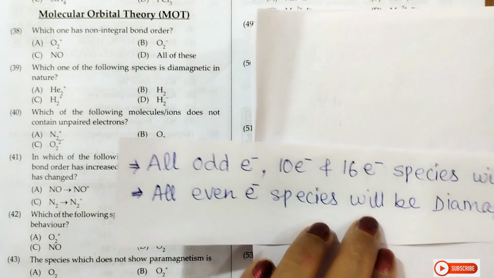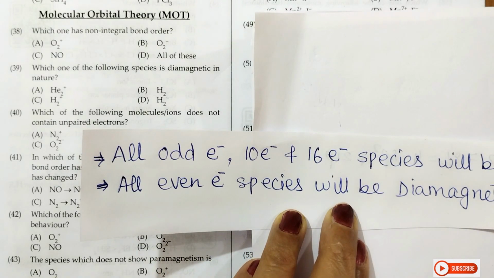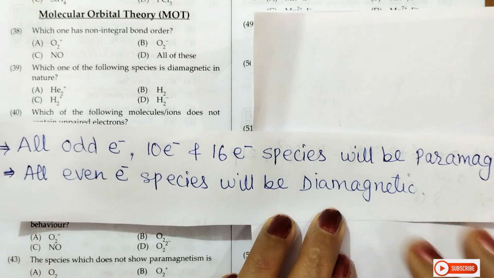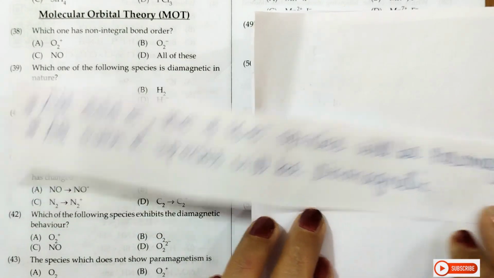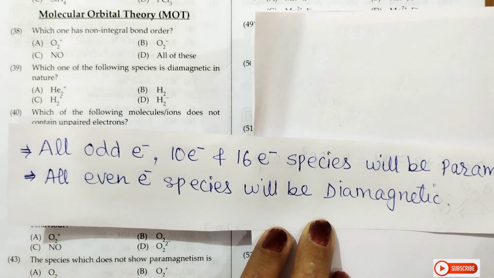So always remember, students, all odd electron species, 10 electron species and 16 electron species will always be paramagnetic in nature, while all even electron species will be diamagnetic.